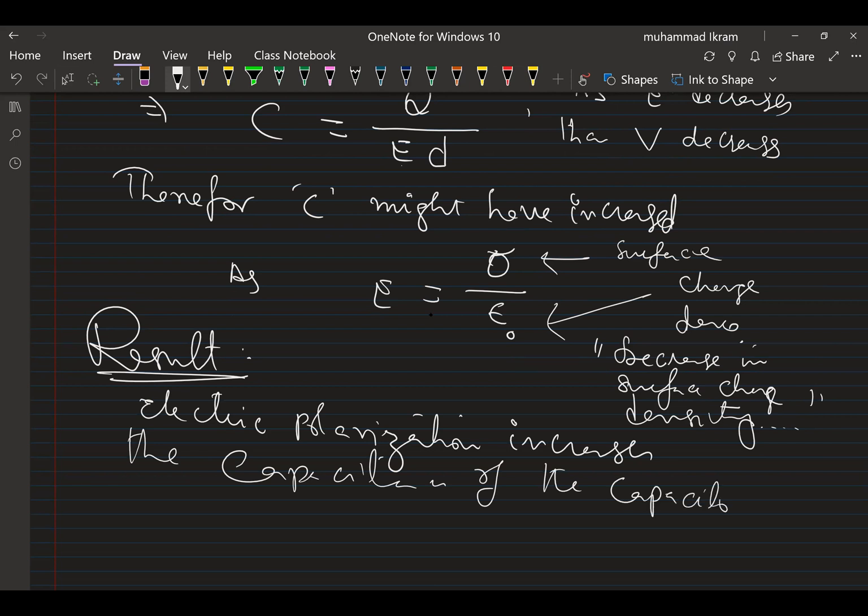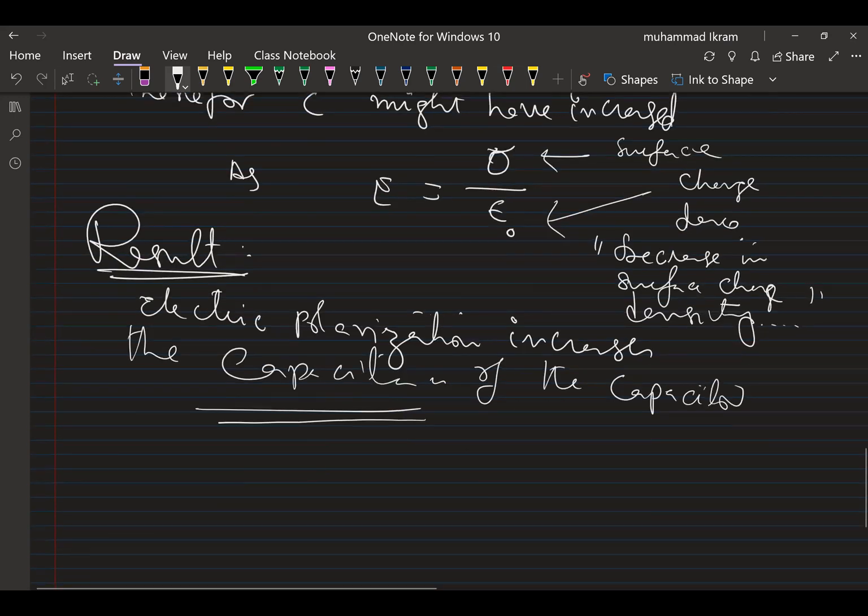So this is our lecture today. Hope you have learned the combination of capacitors, why the combination of capacitors is important, and then the electric polarization of the dielectric, which is the medium between the plates of the capacitor.